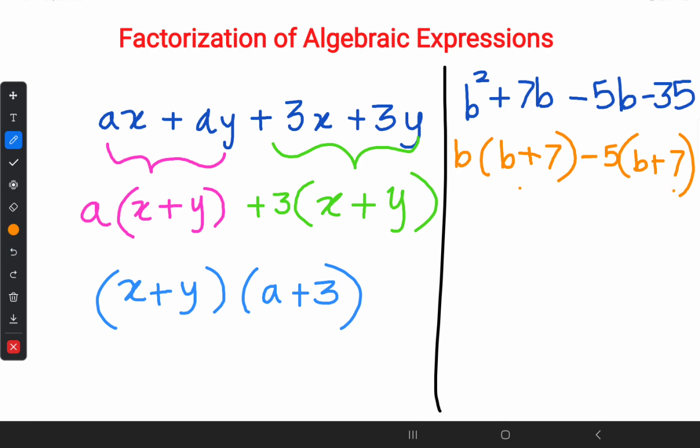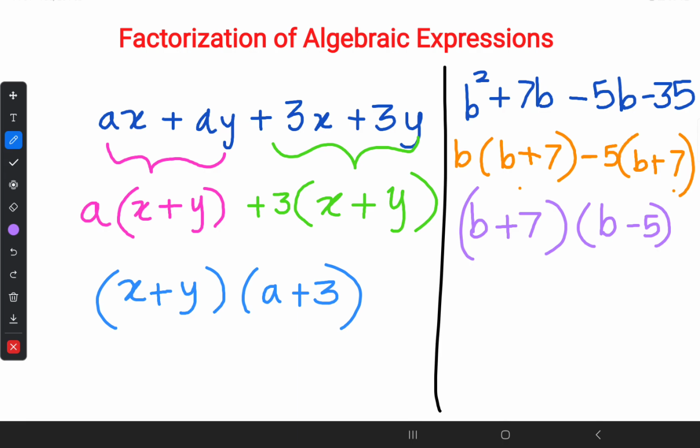Now look inside the brackets: we have the same values. Previously, I told you that when you have different values inside the brackets, your factorization was wrong. Here, our factorization is correct. Now, b plus 7 is a factor. Then outside the brackets, we have two more values, b minus 5. That's all for this binomial factorization.